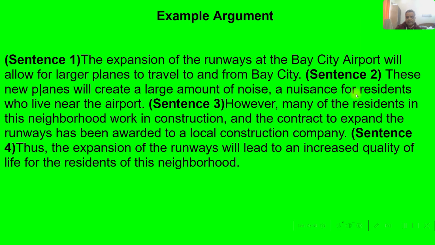So in this argument, sentence 2 says these new planes will create a large amount of noise, a nuisance for residents who live near the airport. Obviously, any kind of nuisance, any kind of noise pollution will decrease the quality of life. So basically it is saying the opposite of the conclusion. Okay, it is going against the conclusion. That's why sentence 2 is the counterpoint.